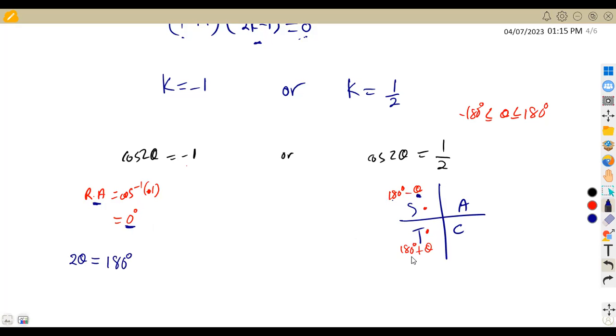There's nothing that we have added. We move on to the other one. It was supposed to be 180 plus theta. So if we add a 0, simply there's nothing. So it is going to remain as 180. So to find theta, we divide by 2 by 2. So theta is equal to 90 degrees.